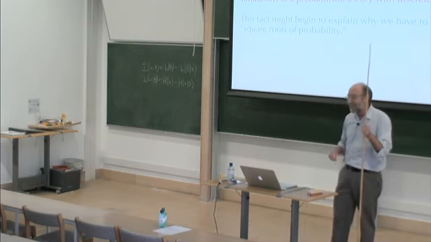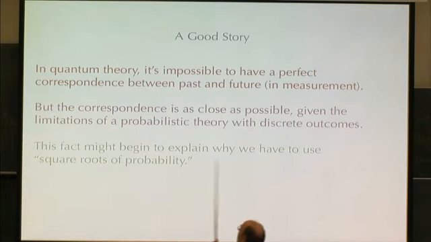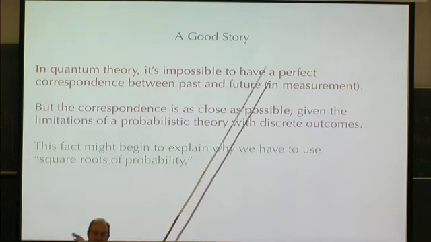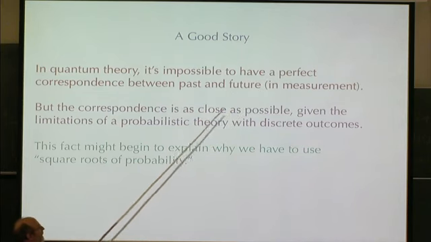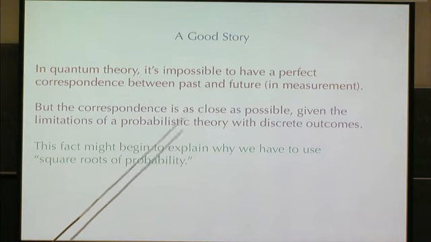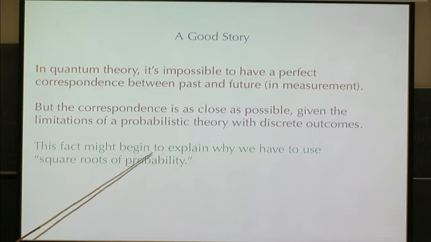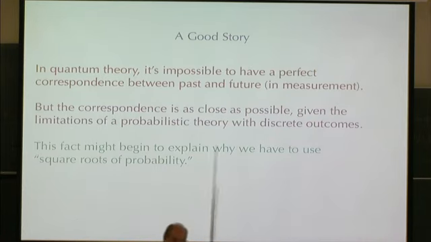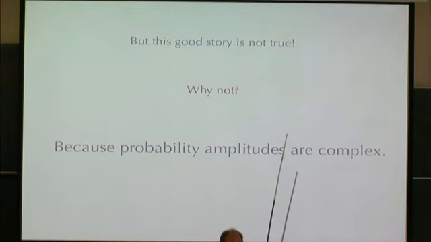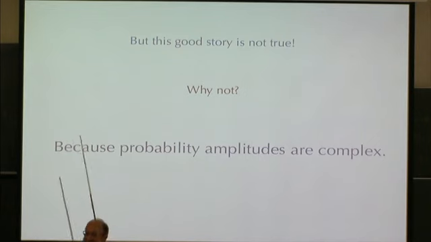It's a great story, a wonderful story. So in quantum theory, it's impossible to have perfect correspondence between past and future because you have probabilistic measurements. You can't tell what the past was from the future. But as we've just seen, the correspondence is as close as possible given the limitations of a probabilistic theory with discrete outcomes. And maybe this begins to explain why we have to use square roots of probability, because these square roots of probability come out naturally in this kind of problem. Unfortunately, the story is not true. Why not? Because probability amplitudes are complex. They're not real.